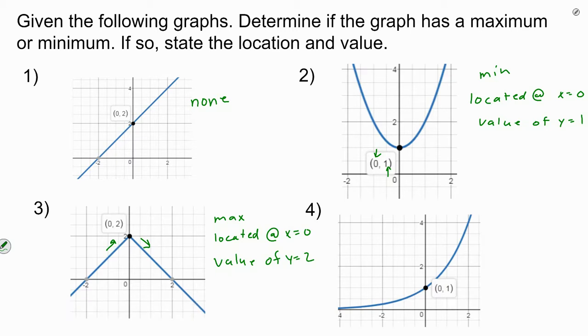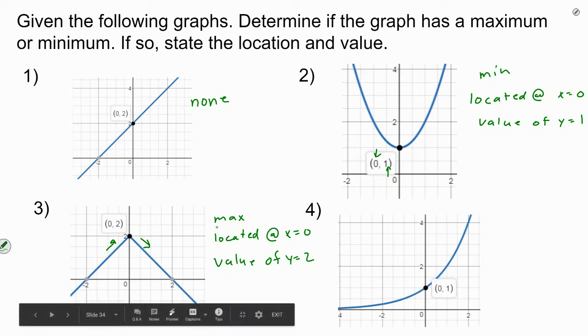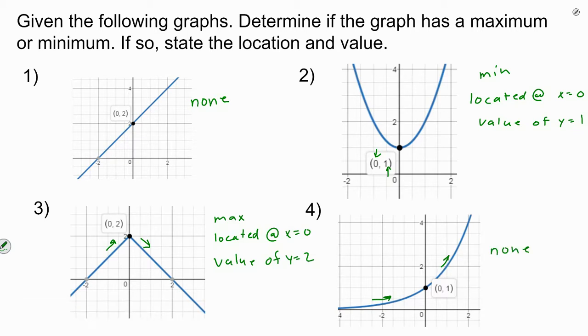Now, number 4 is a little odd. Let's think about this one. It kind of looks like it might be a minimum because I see this kind of curve shape here, but this doesn't actually change directions. This graph is increasing. It's kind of like a vert ramp. It just keeps increasing and increasing and increasing. Since there is no change in direction in this exponential curve, this is none. There is no maximum, there is no minimum, it just is what it is. There's no change in direction.